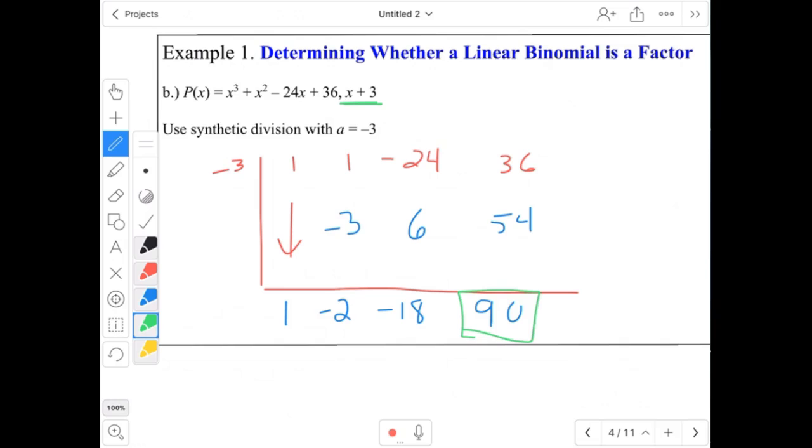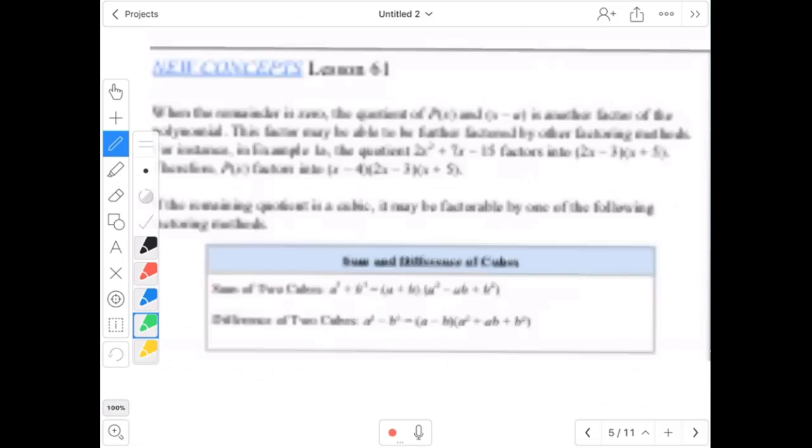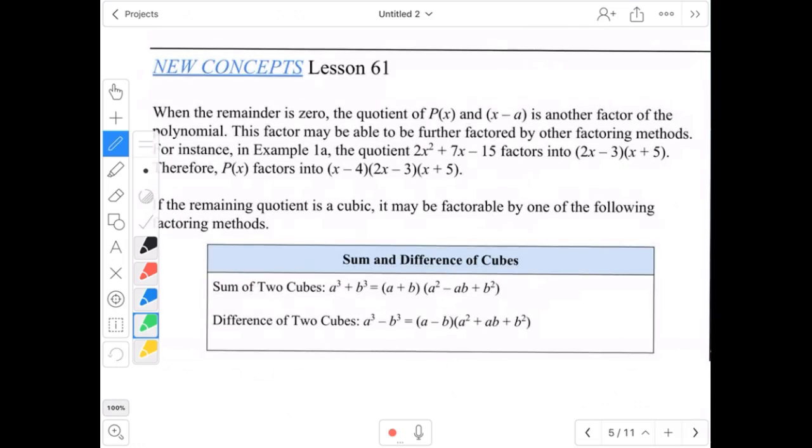So let's take a look at another method of factoring. And this is going to involve cubes. So we've done sum and difference of squares. There's also factoring methods for sum and difference of cubes. So we have when the remainder is 0, the quotient of p of x and x minus a is another factor of the polynomial. This factor may be able to be further factored by other factoring methods.